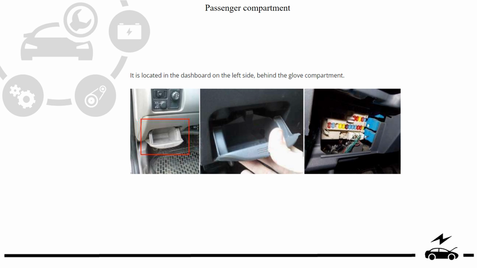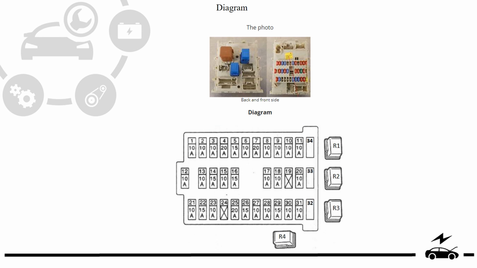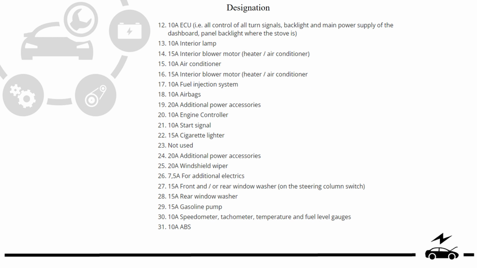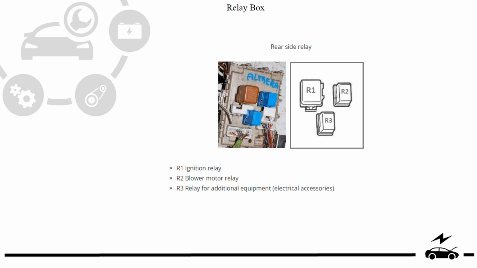Passenger compartment. Fuse box. Location. Photo. Diagram. Designation. Relay box. Protected components.